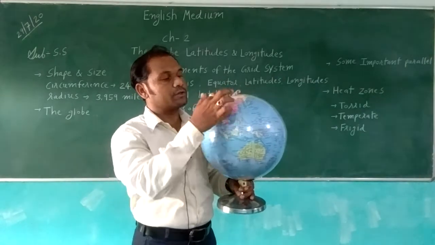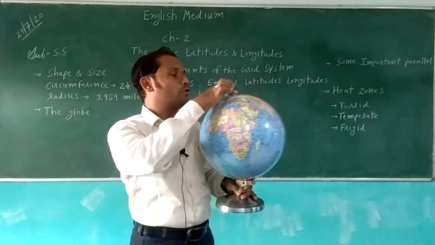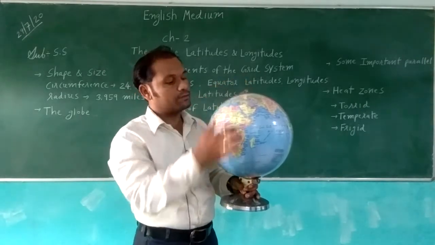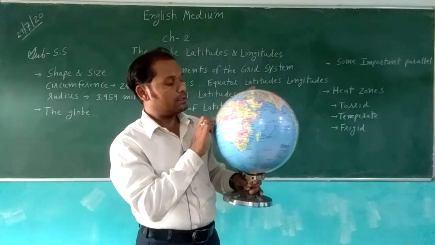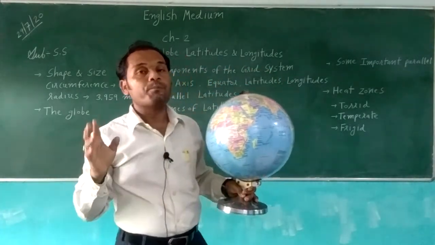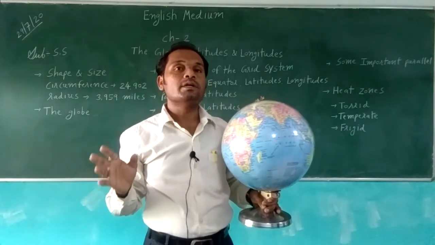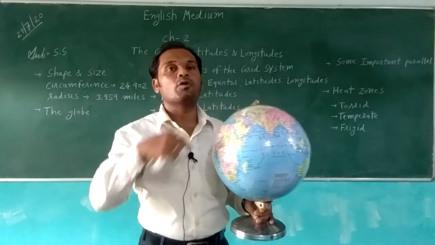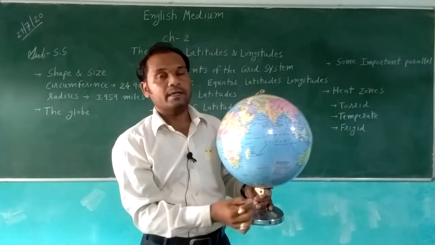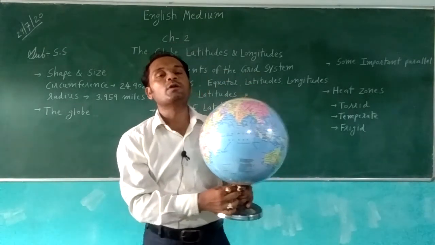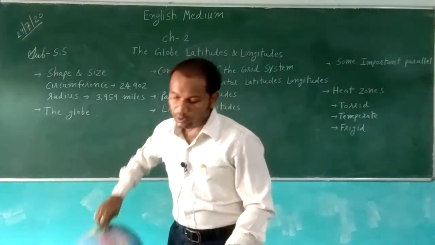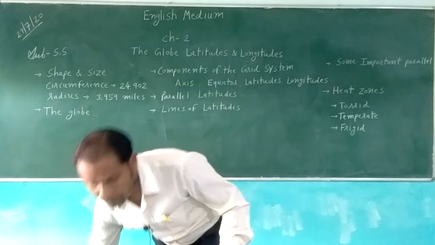There are many lines that you can see on the globe. On this model of the globe, you can see many lines. These are longitudes. The lines moving in this direction, parallel to the equator, are called latitudes, and the lines starting from the North Pole and ending at the South Pole are called longitudes. So latitudes and longitudes are clear now.